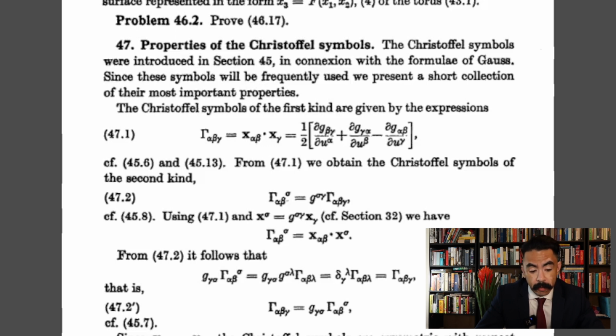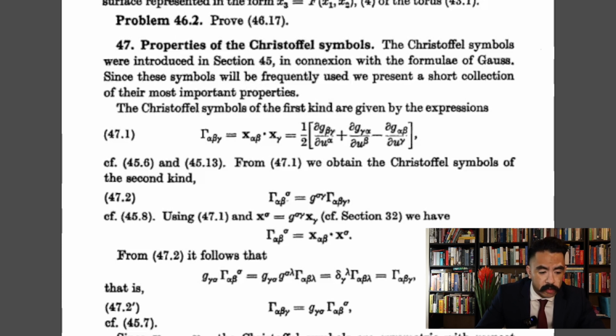Christoffel sub alpha beta gamma equals the scalar product of x sub alpha beta with x sub gamma, and the previously given representation of the Christoffel symbols of the first kind in terms of the first partial derivatives of the components of the metric tensor. From this relation, we obtain the Christoffel symbols of the second kind.